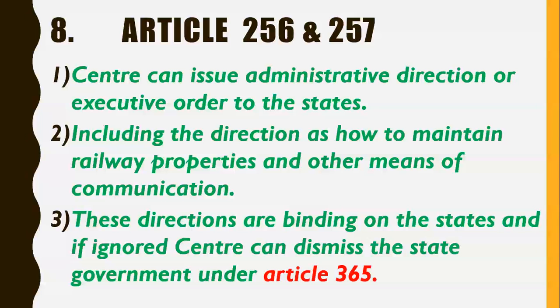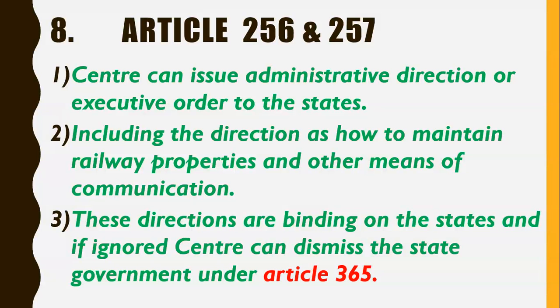Now what does it mean? It means that state governments do not have the power to ignore these orders. These orders are binding on the state governments. State governments are duty bound to complete the task given by the center. So state governments cannot ignore the orders given by the central government. And if they ignore the order, then central government has the power to dismiss the state government. Dismiss the state government means to remove the state government, to punish the state government.